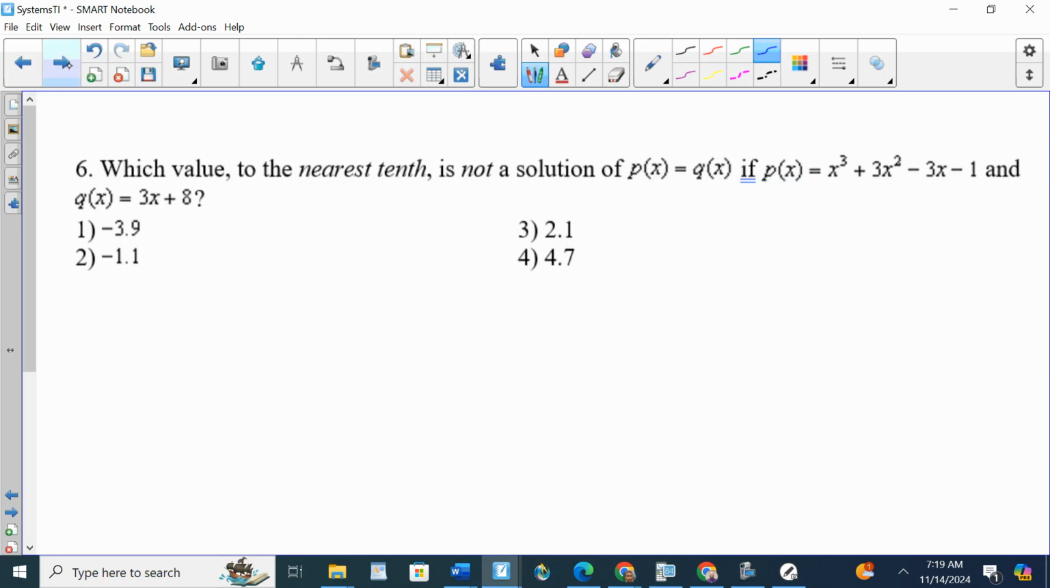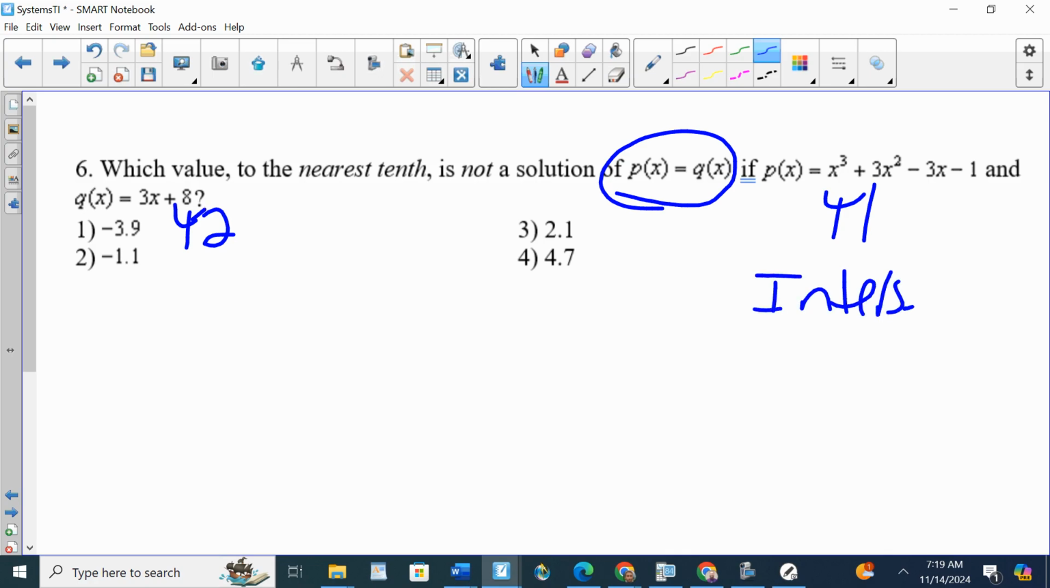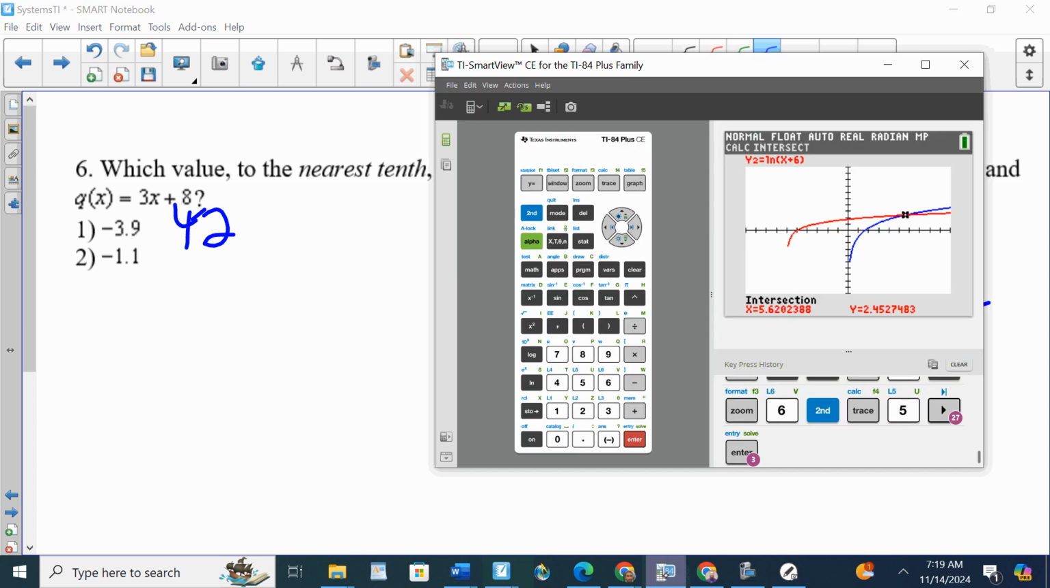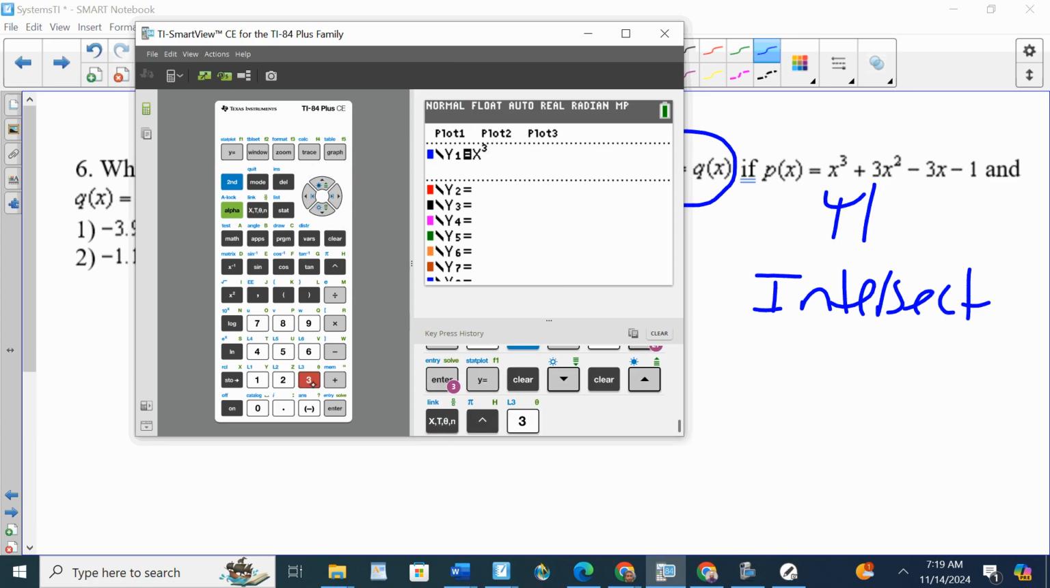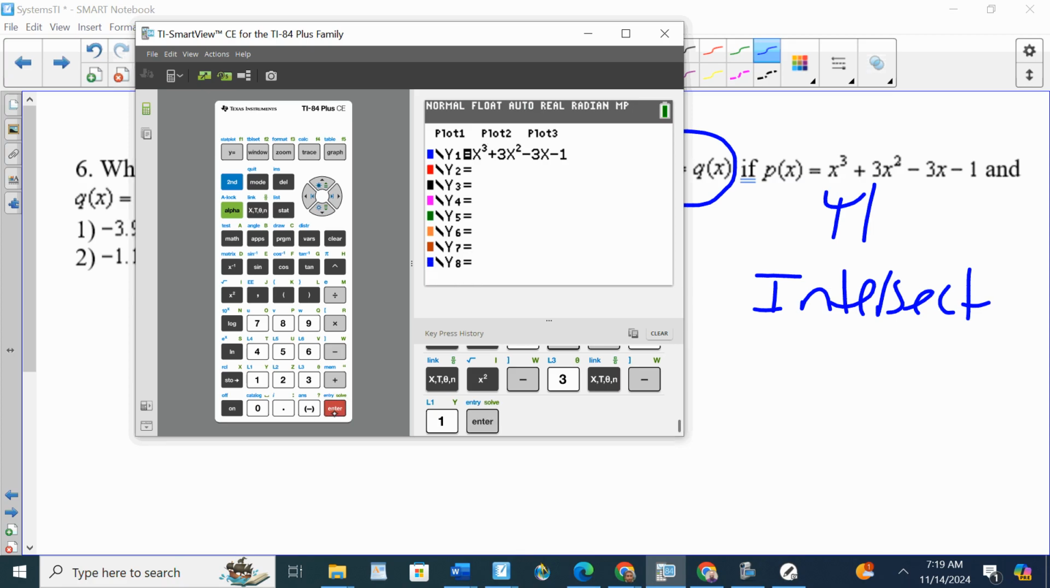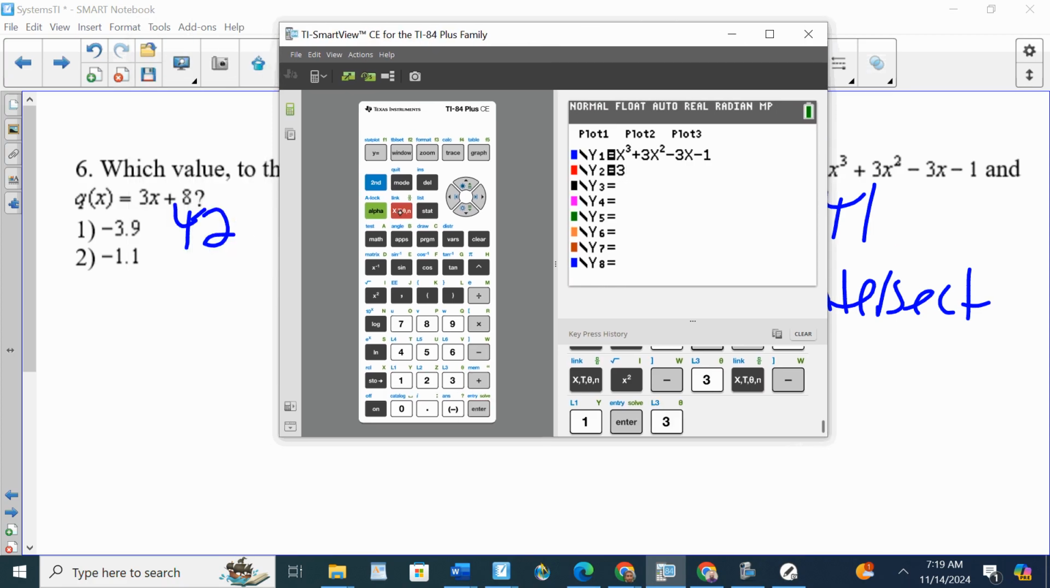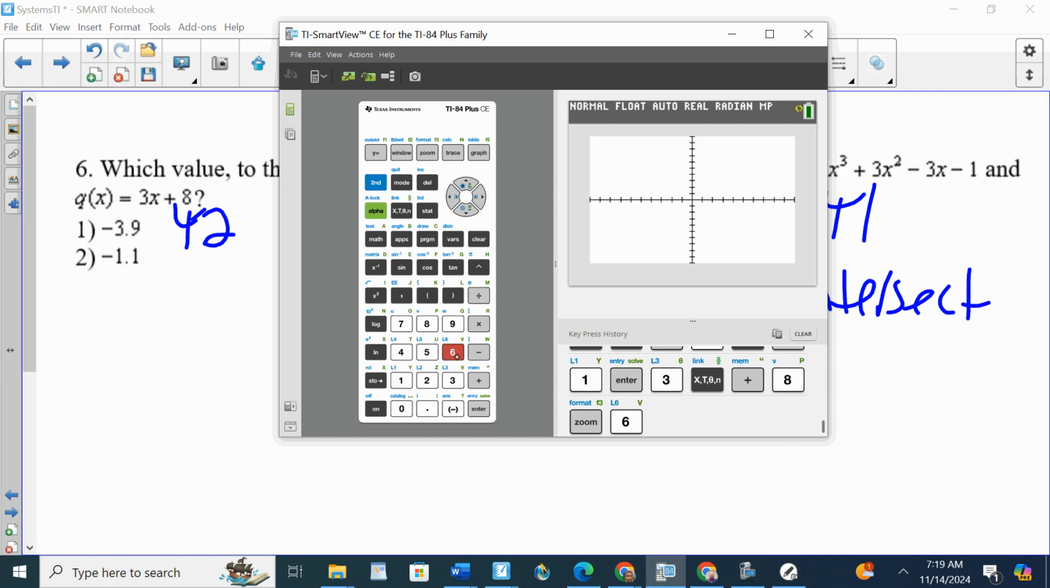Now, number 6, it wants a solution to p of x equals q of x. So again, when I see that f of x equals g of x or any other names for the functions, y1, y2, intersect. So I'm going to go to my calculator. I'm going to go to y equals. I'm going to type in x to the third plus 3x squared minus 3x minus 1. And my y2 is 3x plus 8. I start with zoom 6.